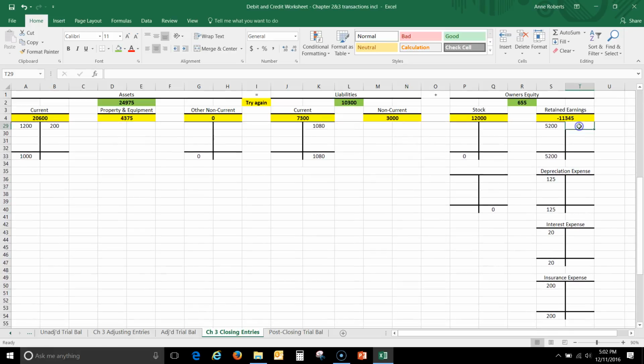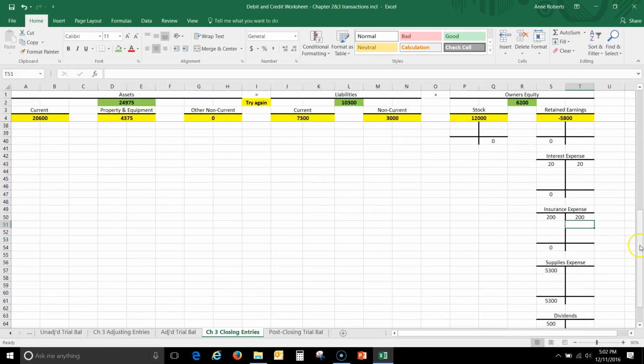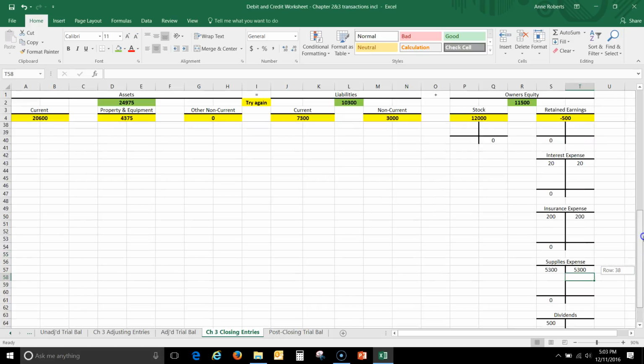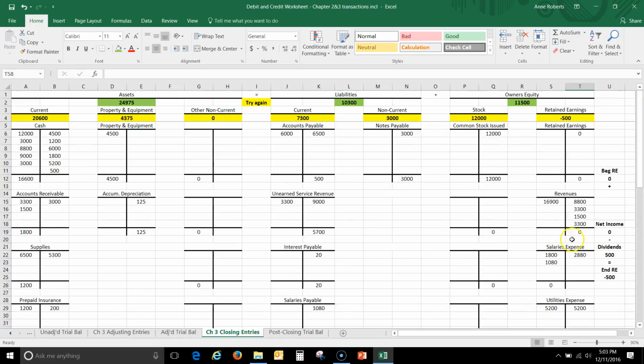So we've got a utilities expense of $5,200, so let's credit that utilities expense. Let's credit the depreciation expense. Let's credit the interest expense. And let's credit the insurance expense. Okay? Now, we've got two more. Actually, let's close the expense first. So here's the supplies expense. So we've closed out the revenues and the expenses.